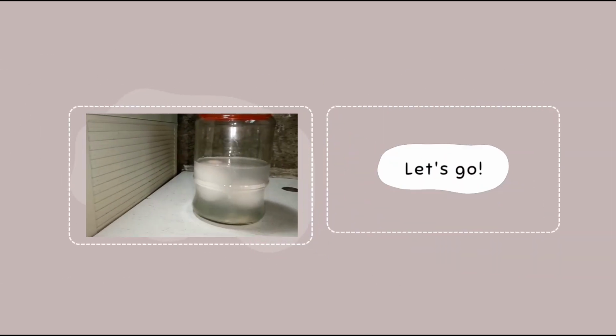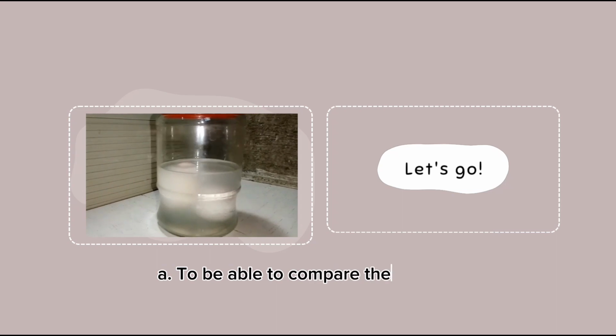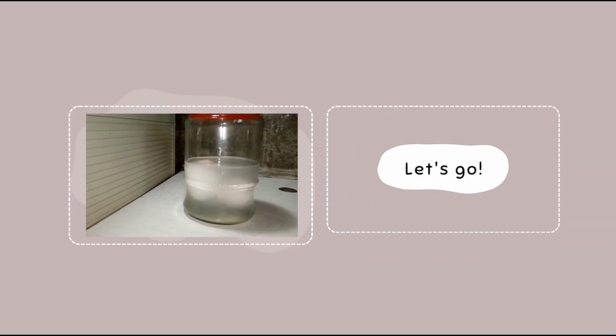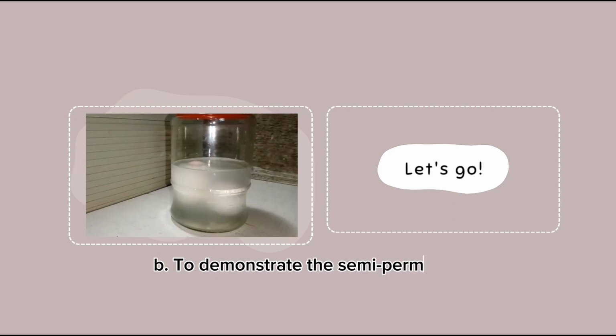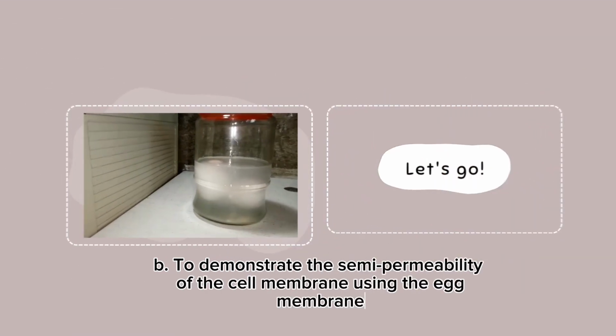These are the objectives in conducting this experiment. First, to be able to compare the membrane of the egg to the cell membrane. Second, to demonstrate the semi-permeability of a cell membrane using the egg membrane.